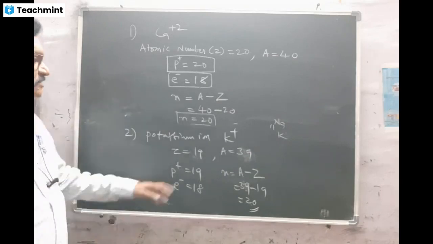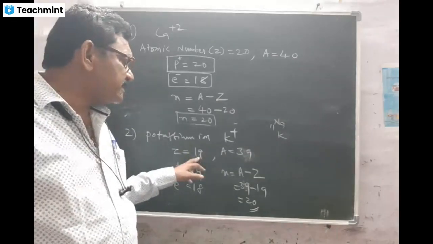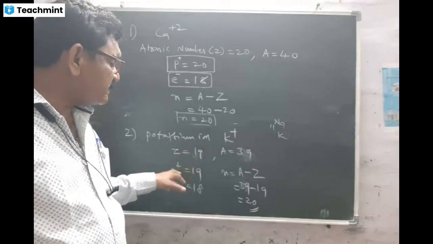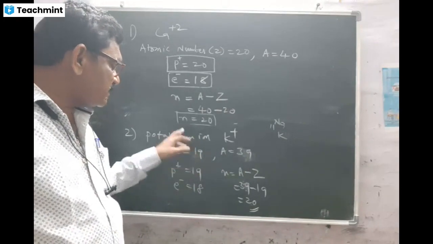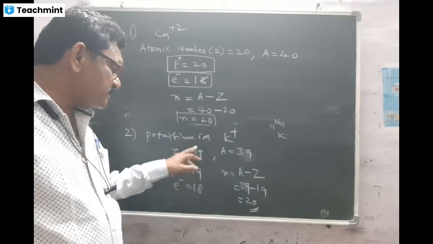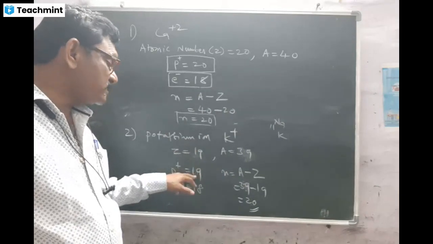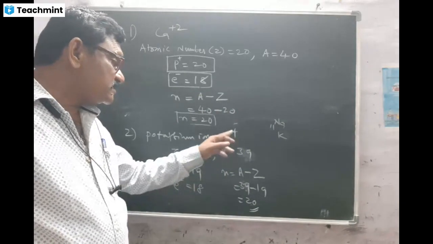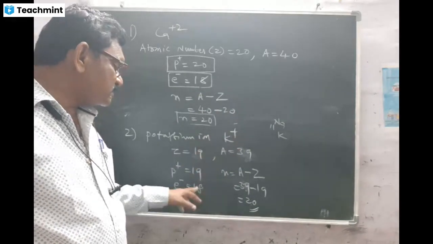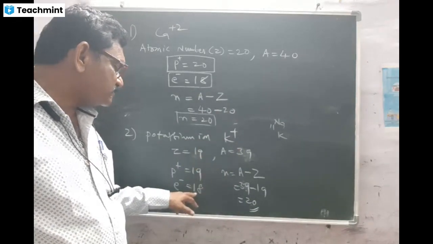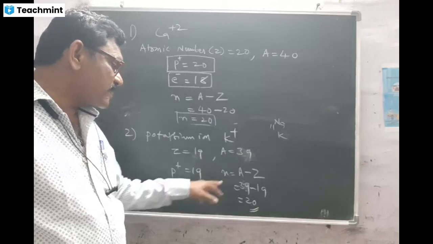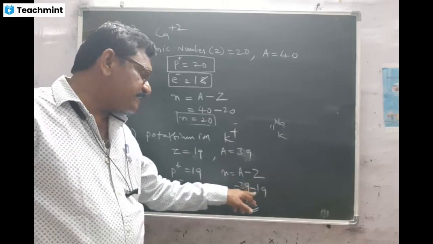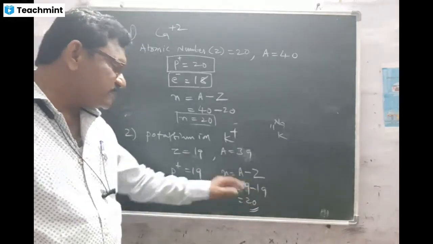Okay, this is right. So the atomic number of potassium is 19. Mass number is 39. So atomic number gives the information about the protons. That means potassium ion has the same number of protons, which is equal to the atomic number. Electrons, it has lost 1 electron. That's why 19 minus 1 becomes 18. What about neutrons? N is equal to A minus Z. That means 39 minus 19. So how many neutrons do we have? 20.